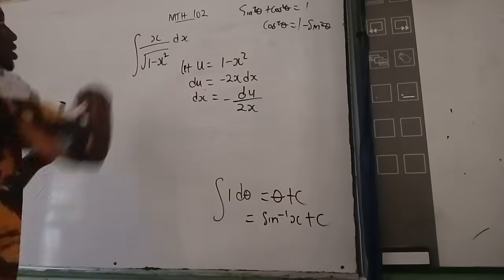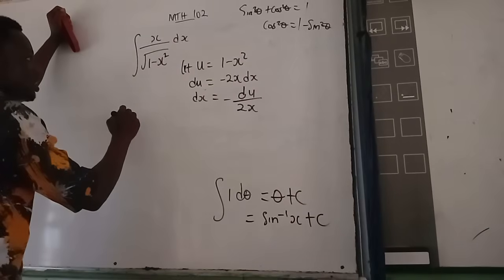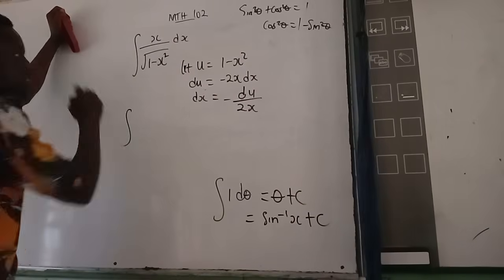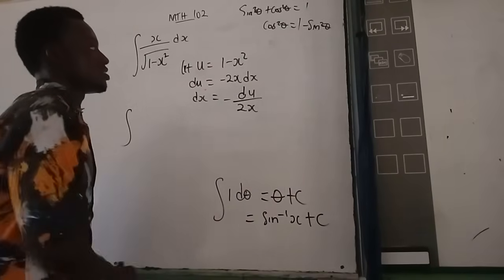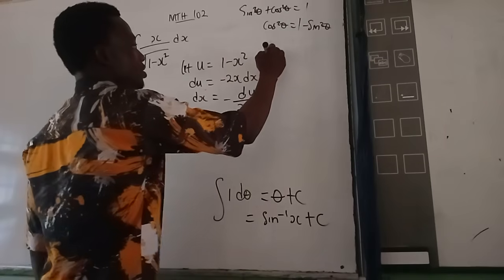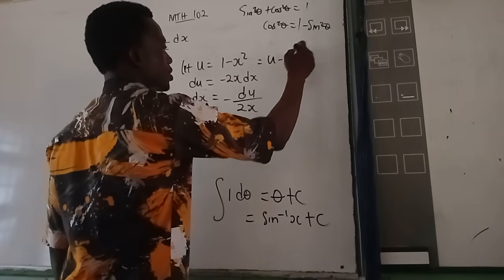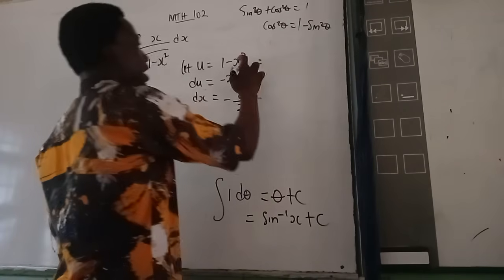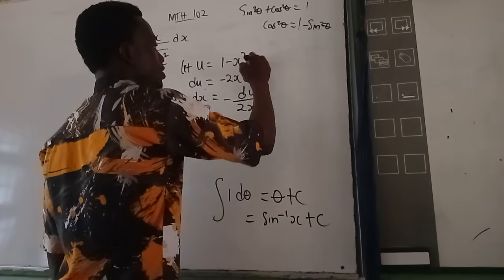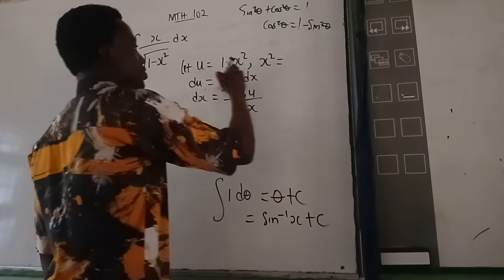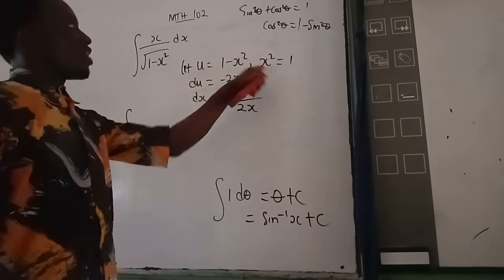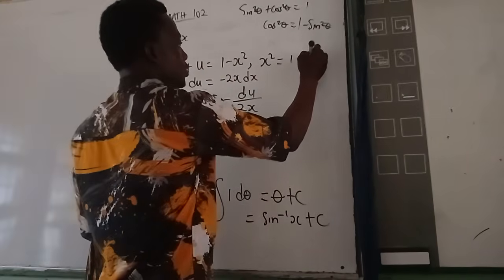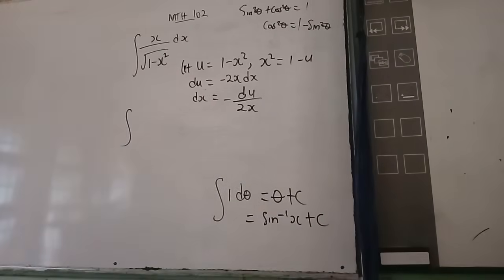Now substitute back to this. So this one now we have the integral. Now listen, if u equals 1 minus x squared, let's make x the subject of the formula. That means u minus 1 equals minus x squared. Let's bring x squared to this side. So here we have x squared equals 1 minus u. Do we get that? Or do I even need this? Let me check.